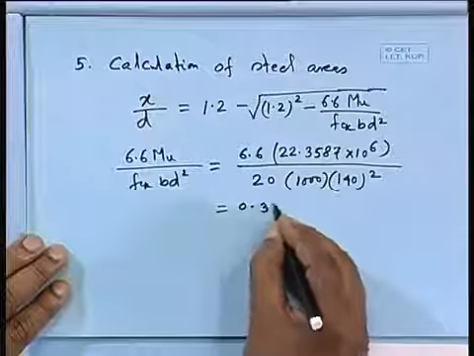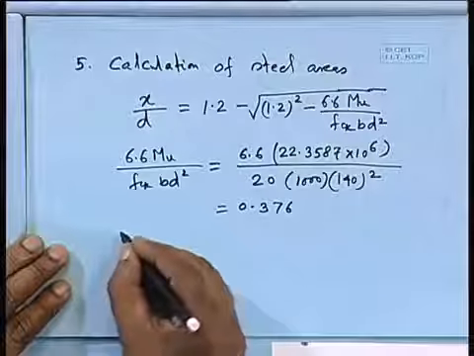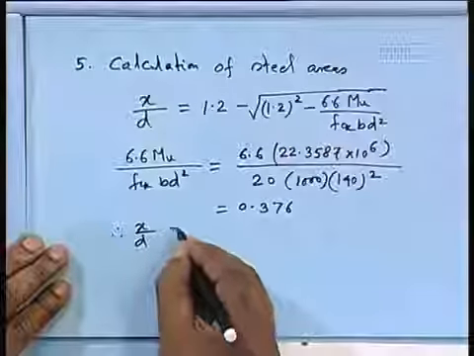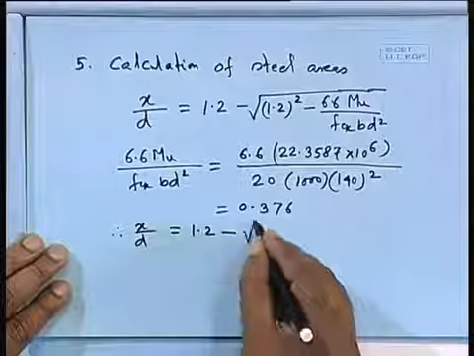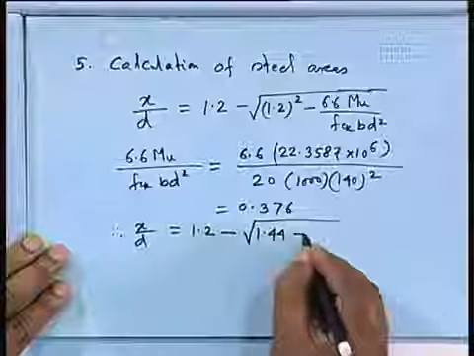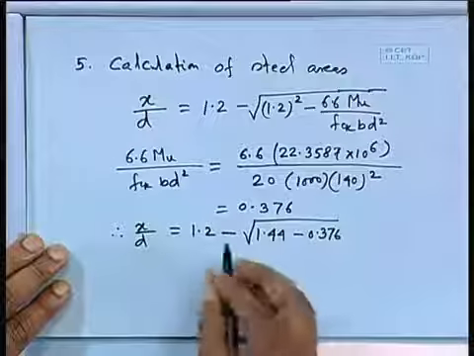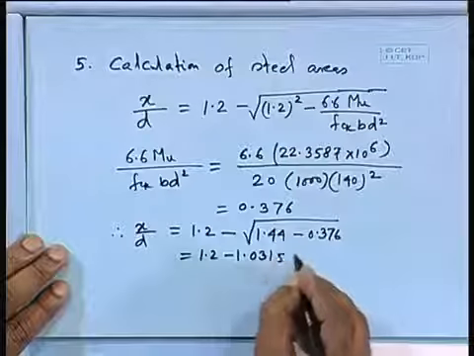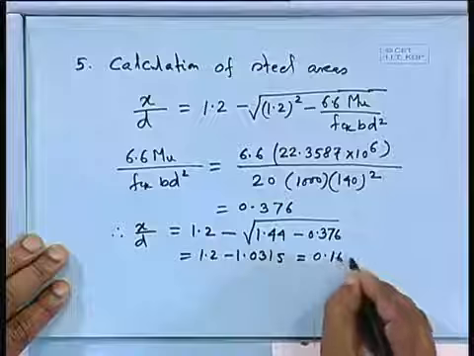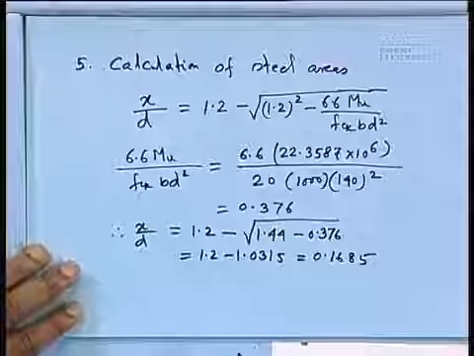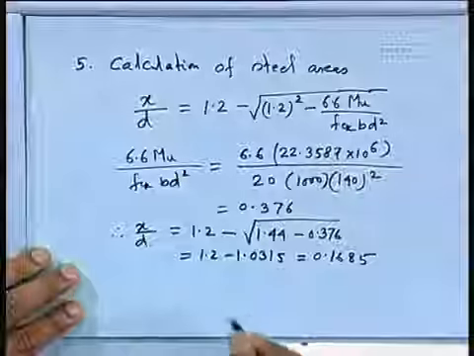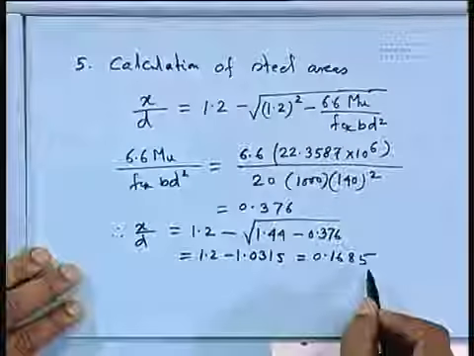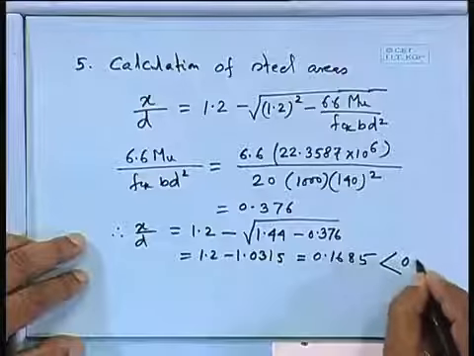0.376. Therefore, x by d equal to 1.2 minus root over 1.44 minus 0.376 equals 1.2 minus 1.0315 equals 0.1685. So, what about your z? This xu by d is less than 0.48. Let us write down, this is less than 0.48.